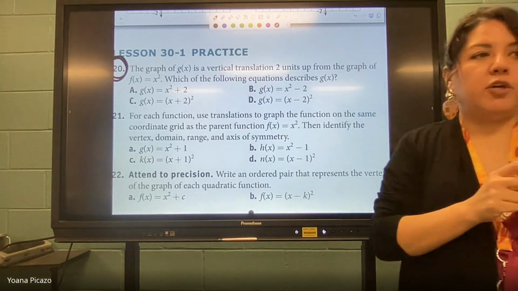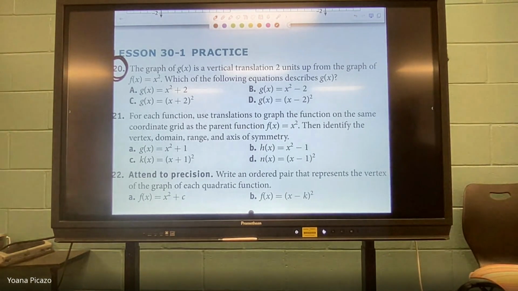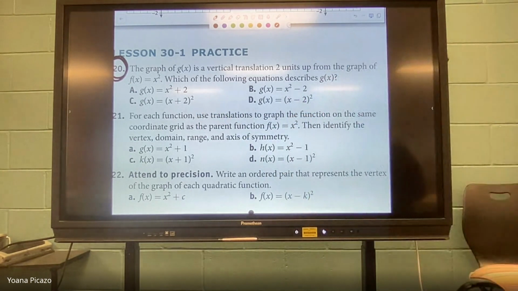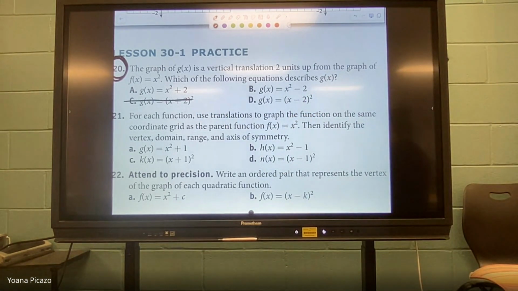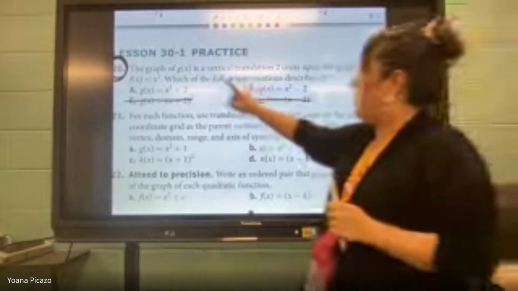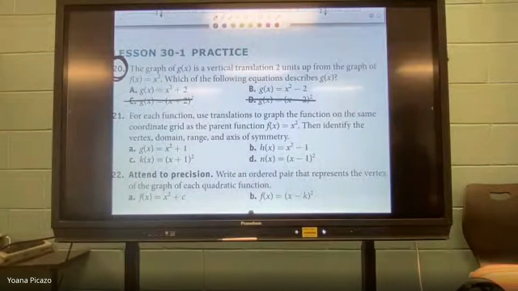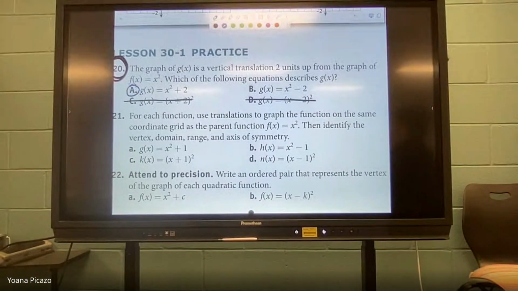Where do we add the value if we're going to shift our graph either up or down? Is it in the parentheses or outside at the end? Yeah. These right here are going to cause it to shift either left or right. So these are not possible. Okay. So A and B. But which one is going to cause the graph to move 2 units up? I hear 2 people say it. That is correct. A. Okay. All right.